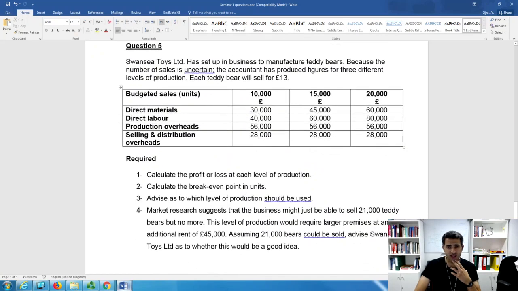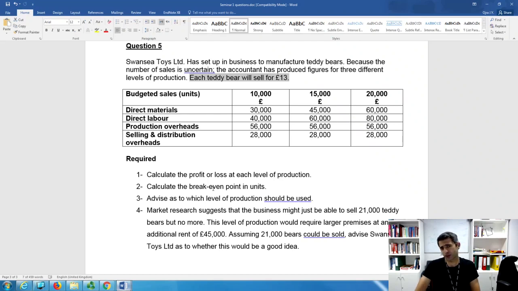Question number 5, easy. It gives you the selling price for each teddy bear, £13 per unit. The question gives you three levels of production, at 10,000 units, 15,000 units and 20,000 units, and asks you to calculate first the profit or loss at each level of production.